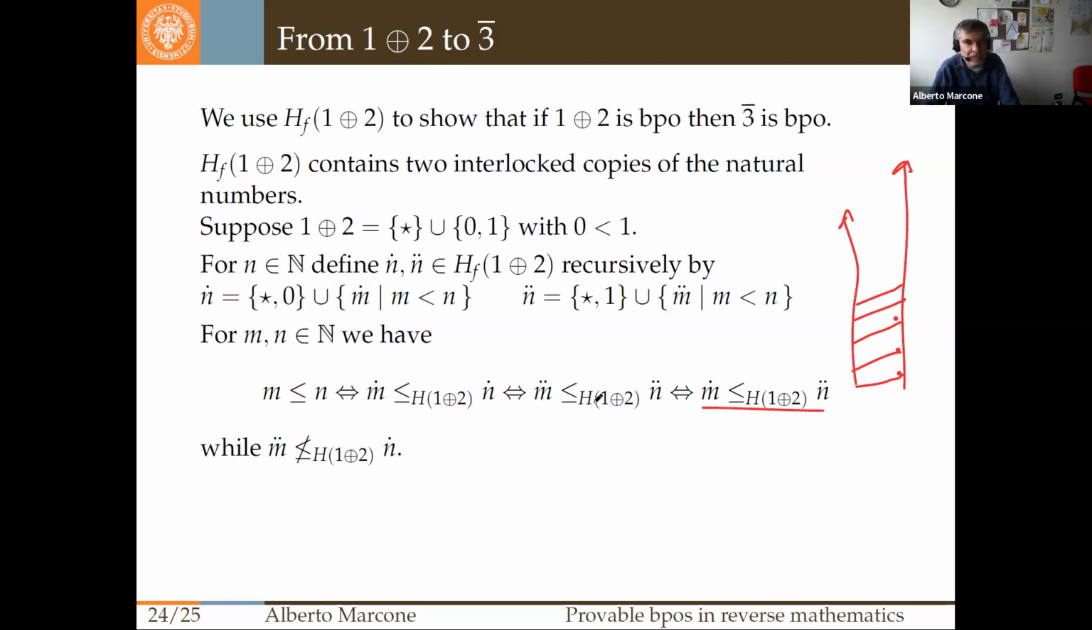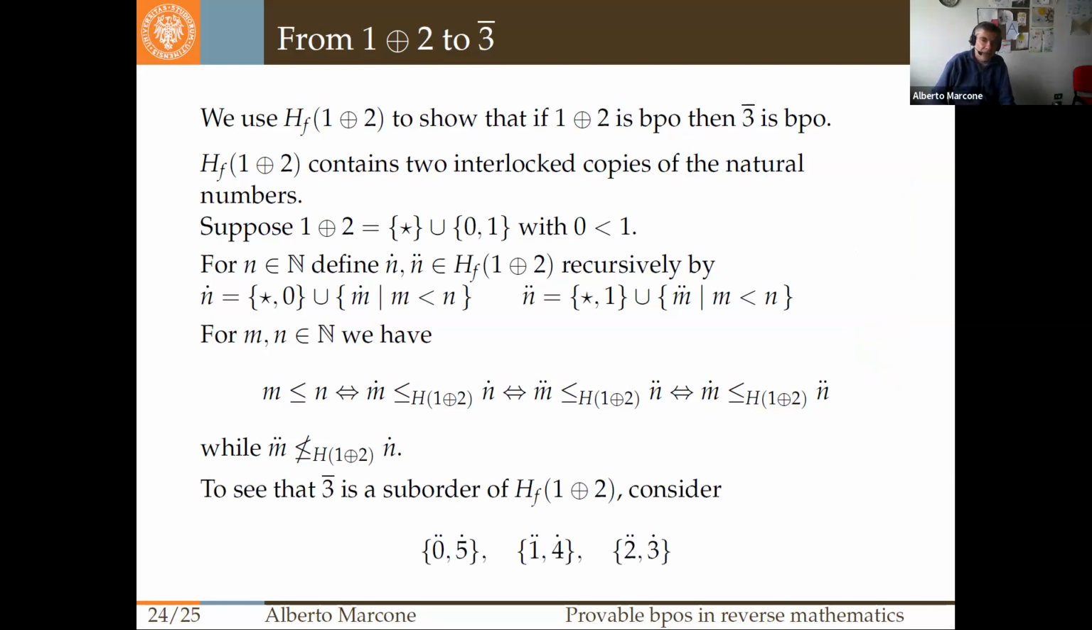And once you make this observation, then it's easy to find some sets which are pairwise incomparable. For example, 3 sets which are pairwise incomparable. Here they are. For example, 0 double dot with 5 dot, 1 double dot with 4 dot, and 2 double dot with 3 dot. So the idea is we are increasing the double dots and we are decreasing the dots, and in such a way that the double dots are always below the dots.